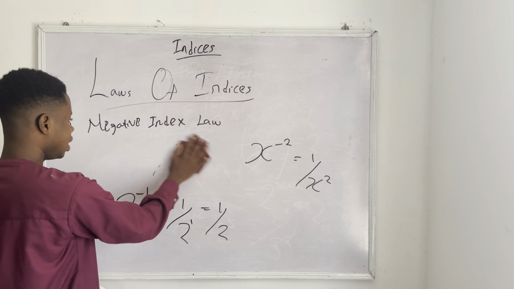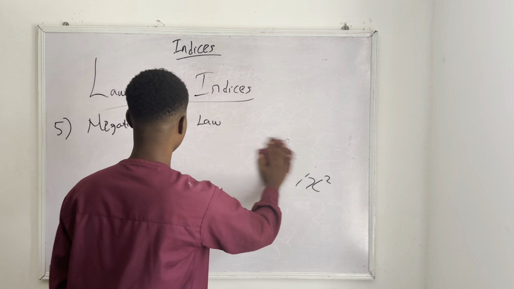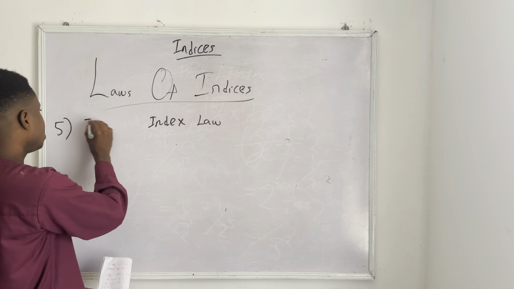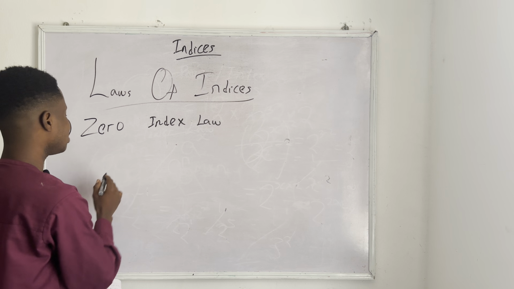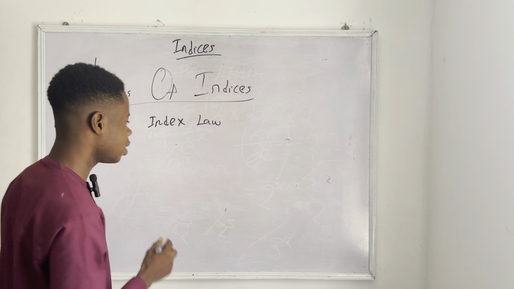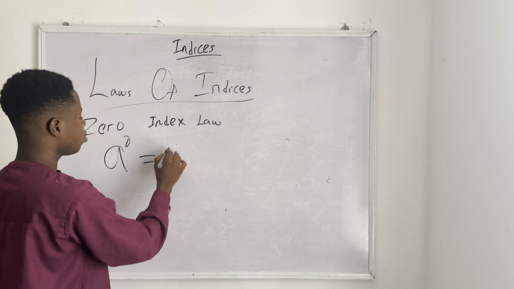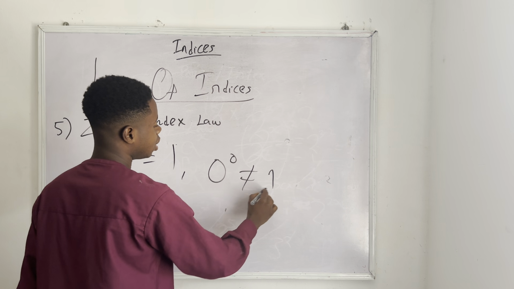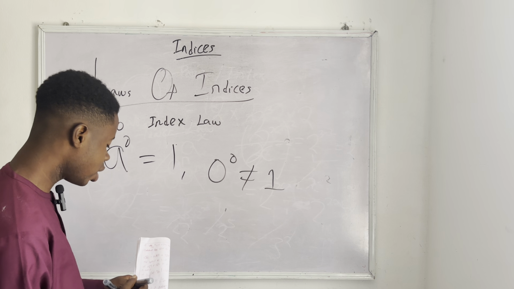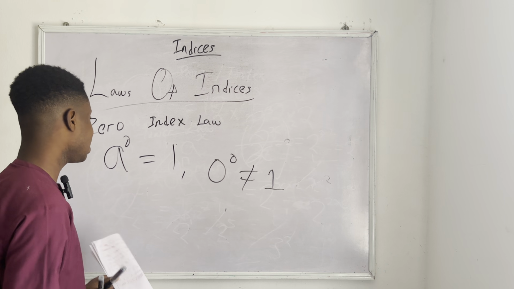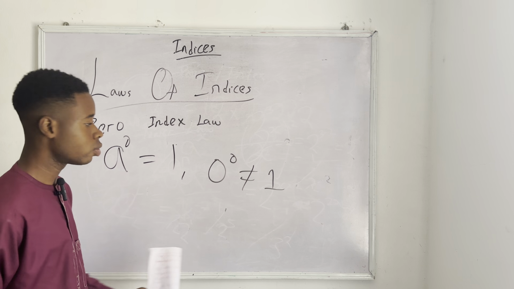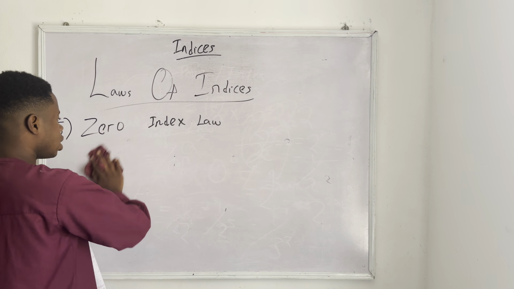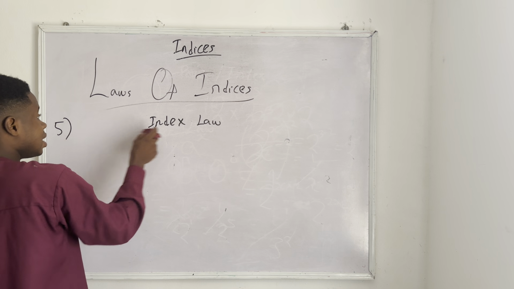And the sixth one is the zero index law. What it says is that anything raised to the power of 0 is equal to 1. If I have a raised to the power of 0, then this will be equal to 1. But you should note that 0 raised to the power of 0 is not equal to 1. There is an exemption for this zero index law. But anything raised to the power of 0, aside from 0 raised to the power of 0, is equal to 1. No matter how big that number is, once the power is 0, then the number is equal to 1. This is the sixth law.